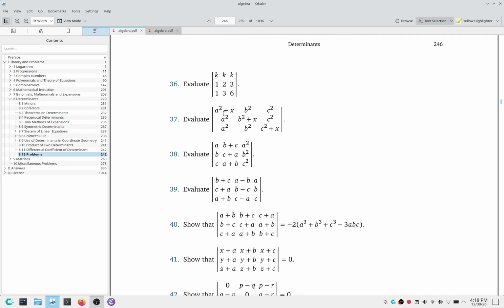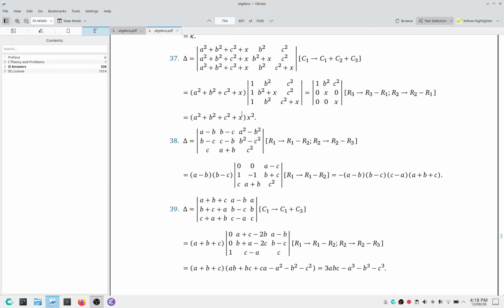Question 37 says evaluate the determinant with rows a square plus x, b square, c square; a square, b square plus x, c square; a square, b square, c square plus x. So what we do is column 1 is equal to column 1 plus column 2 plus column 3. We get a square plus b square plus c square plus x. We take that out. We get 1, 1, 1 in the first column. So others are unchanged. And then we do R3 is equal to R3 minus R1, and R2 is equal to R2 minus R1. So we have these two zeros here, and in this term b square will be cancelled. In this one c square will be cancelled.